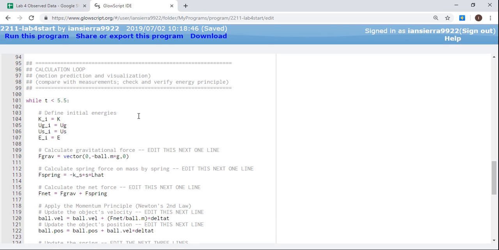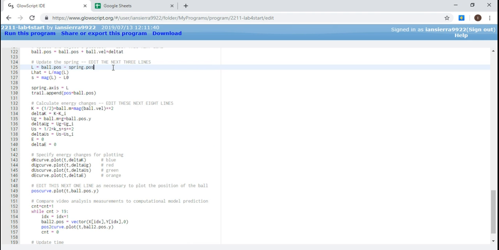In the motion prediction calculation loop, the initial energies are defined. The forces acting on the mass, gravitational force, spring force, and the net force are all defined by their respective formulas. Newton's second law is incorporated in order to update the object's velocity and position. The equations for vector L hat and S are inputted in order to update the spring, since the spring force changes as the mass moves. Finally, the final energies and their changes are specified.